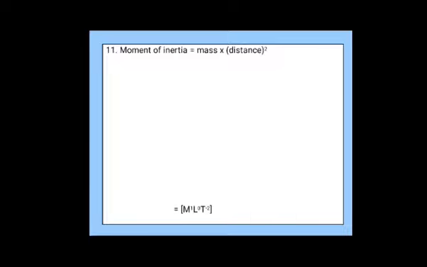Moment of inertia can be written as mass into square of the distance. So mass into distance square. It is M raised to 1, L raised to 2, because it is distance square. So you have to write L raised to 2. Then combine both, you will get M raised to 1, L raised to 2, T raised to 0. T term is not there, so it is T raised to 0. So this is the dimensional formula for moment of inertia.